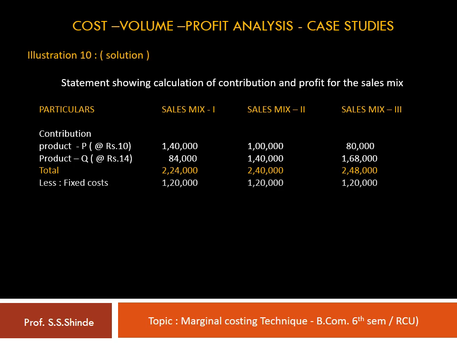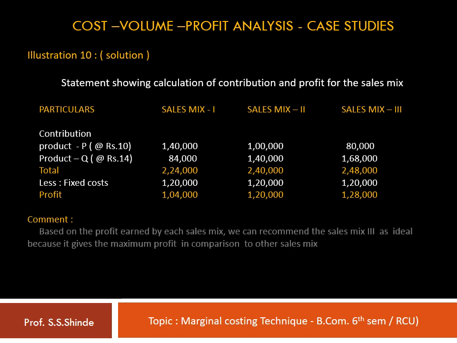Now from this we deduct the fixed cost, that is 1,20,000 in each of these sales mix. Therefore, the profit that is arrived at after deducting the fixed cost from the total contribution works out to 1,04,000 in case of sales mix 1, 1,20,000 in case of sales mix 2 and 1,28,000 in case of sales mix 3.